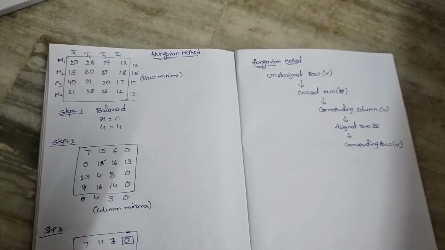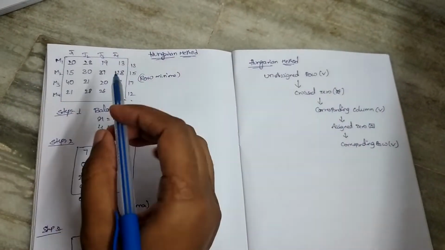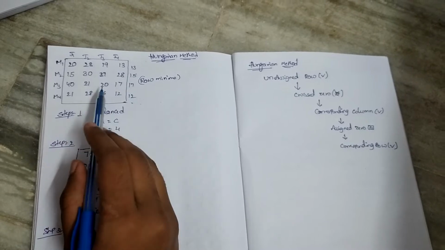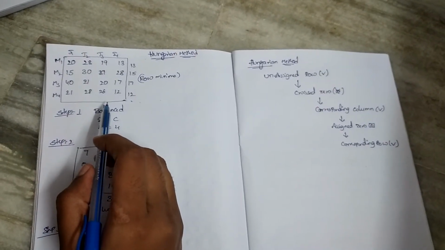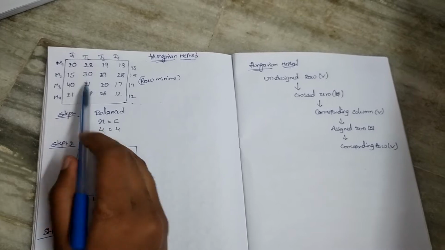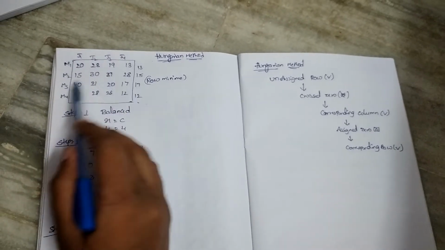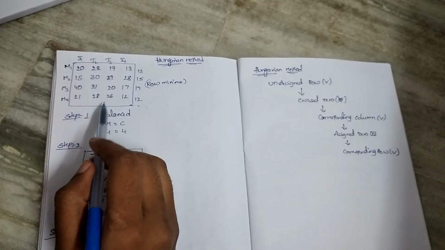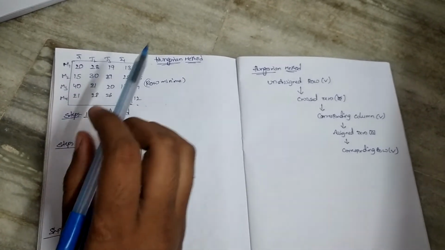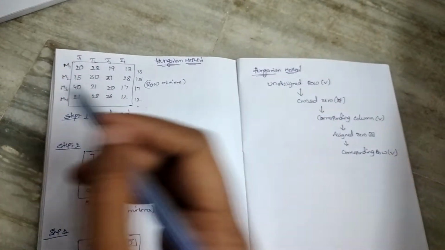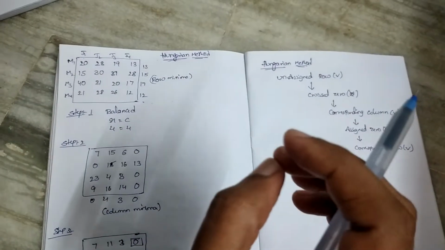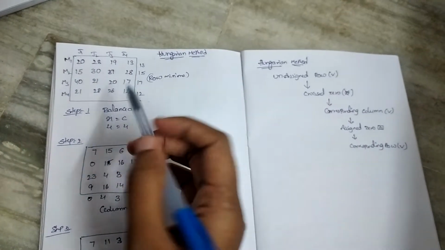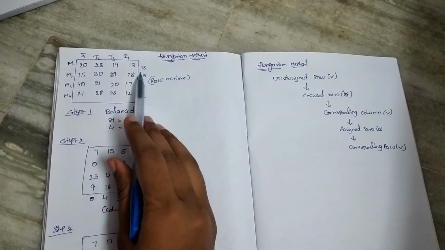Coming to this Hungarian method, first we have to do the assignment model here. In the assignment model, we have to check whether the given matrix is balanced or not. So the number of rows and number of columns, when we observe, the number of rows is equal to the number of columns. That is 4, this is a 4 by 4 matrix. So it is a balanced matrix. There is no need to add any dummy row or dummy column, because it is balanced.